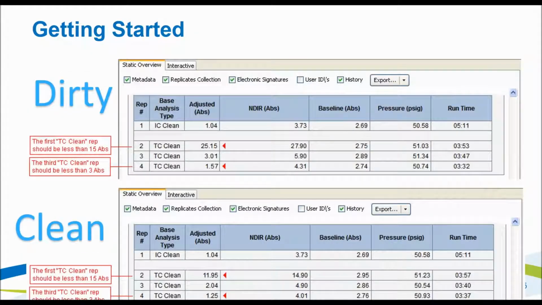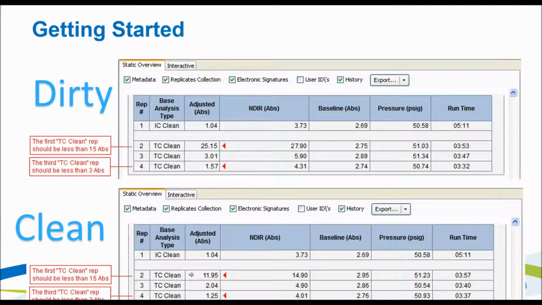So let's look at that. Here's an example of running a clean. The first system is dirty and the second system is clean, and you can tell that by the results. For example, the first TC clean should be less than 15 ABS counts. So this should be less than 15. And by the third time that water cycles through, it should be less than 3. So this is a sign of a dirty system, but it's still cleaned up. But I would still run another clean to verify that this first number came down.